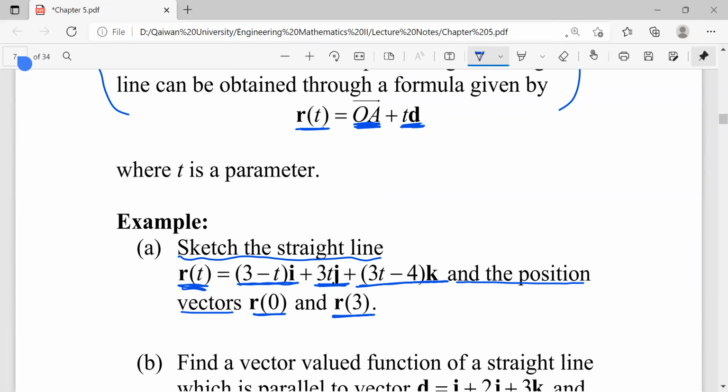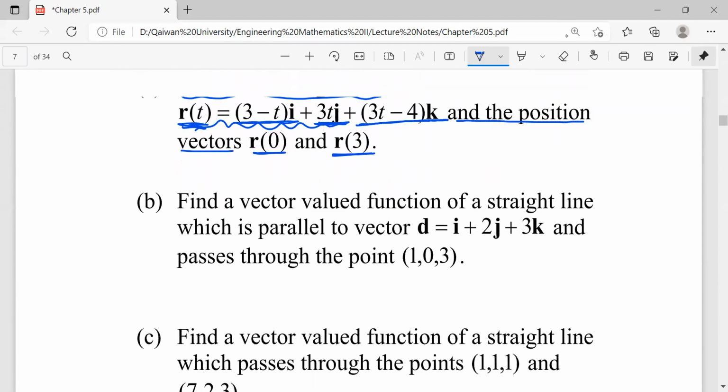In R2, if x is 0, let's say y is 2, and if y is 0, let's say x is 5. We just look at these 2 points and join them. This is the graph of the straight line. But in R3, here we have been given a vector valued function. This vector valued function represents the straight line. It says sketch the graph of this straight line.